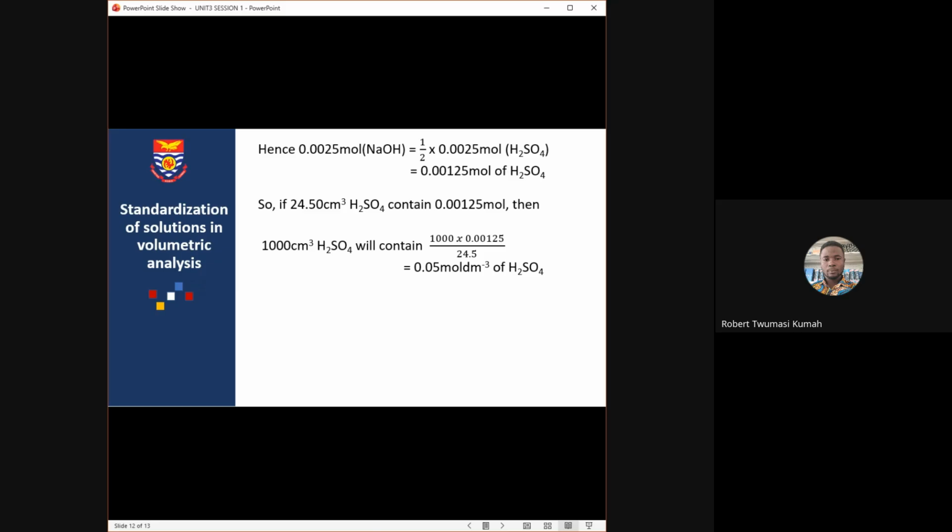C is equal to N over V. So it would have been N, which is 0.00125, over V. V is 24.5. It gives us our answer straight away. So that's the first part.